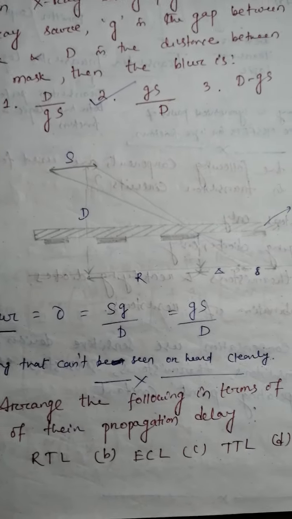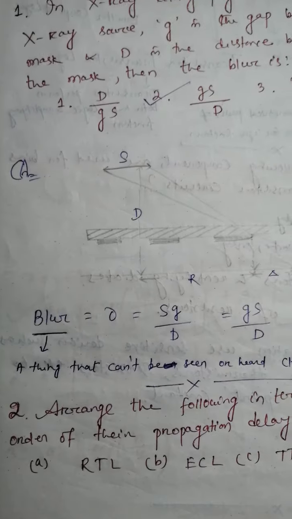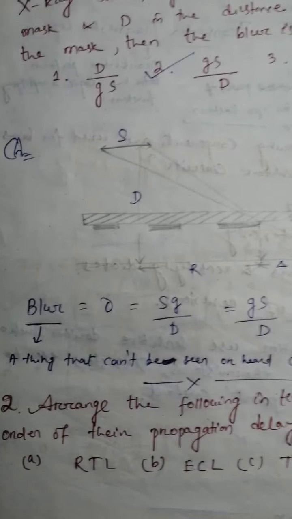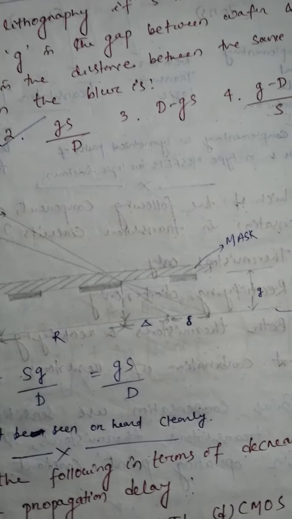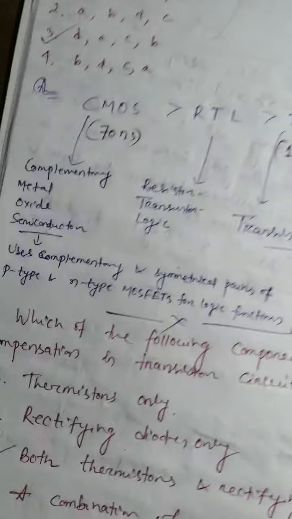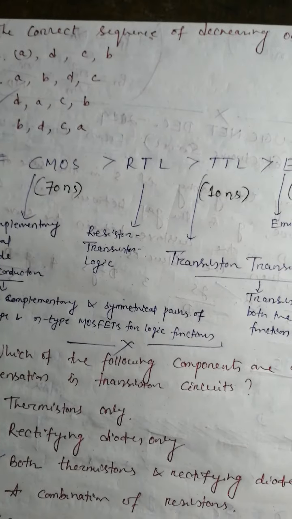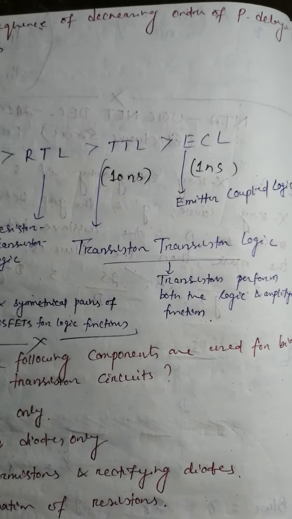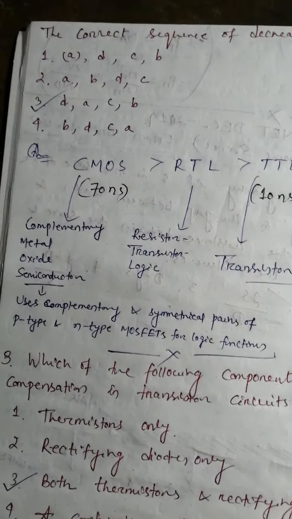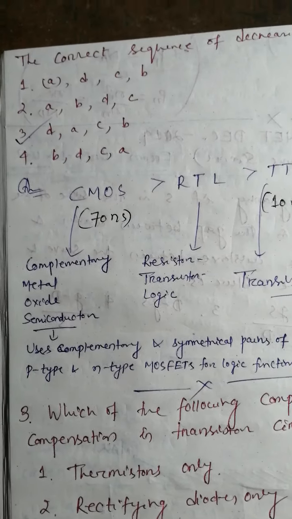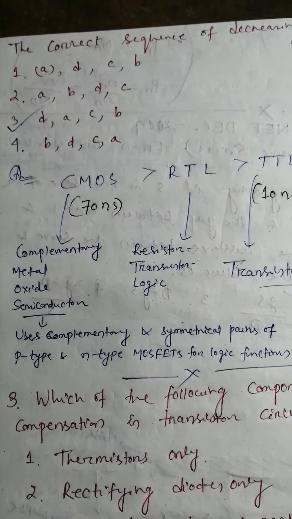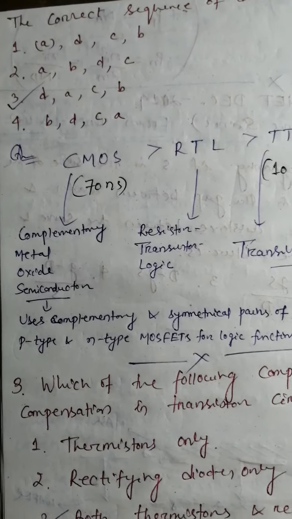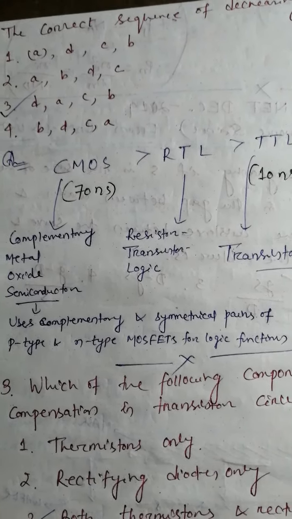Next, question number 2. Arrange the following in terms of decreasing order of their propagation delay. The options are A. RTL, B. ECL, C. TTL, and D. CMOS. Fine. The correct sequence of decreasing order of propagation delay: option 1 is ADCB, option 2 is ABDC, option 3 is DACB, and option 4 is BDCA. And the correct option is option number 3, that is DACB.